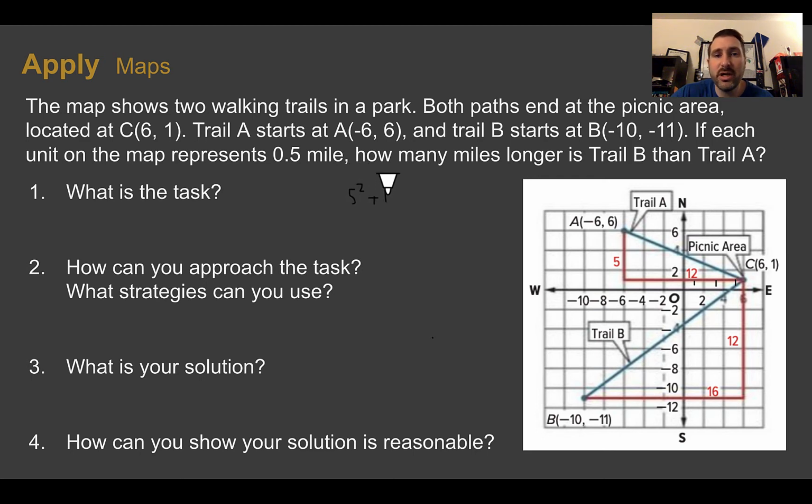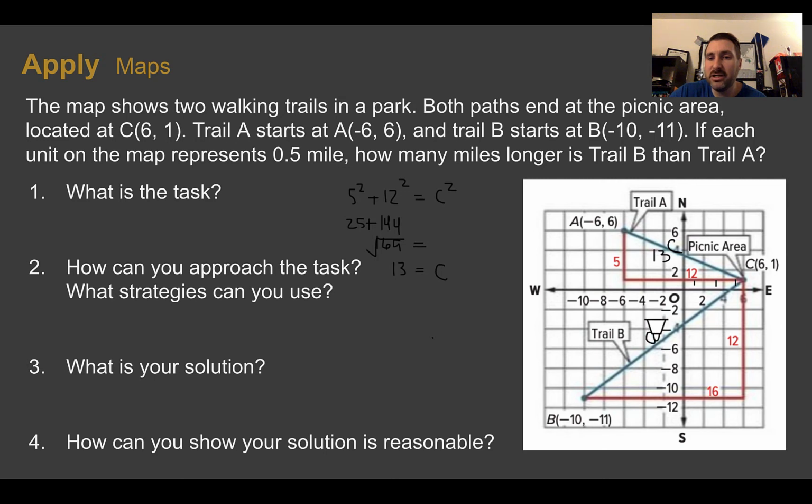So 5 squared plus 12 squared is going to be equal to c squared. That's our trail A. 5 to the second power is 25. 12 to the second power, 12 times 12, is 144. Together, that's 169. Then to solve for c, I need to take the square root. So the square root of 169 is 13. So c must be equal to 13.